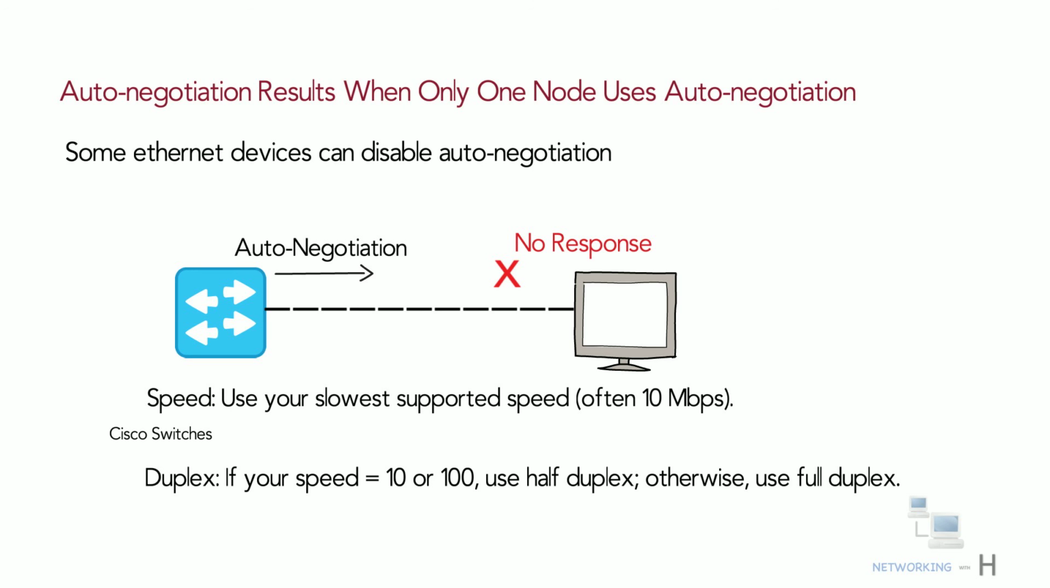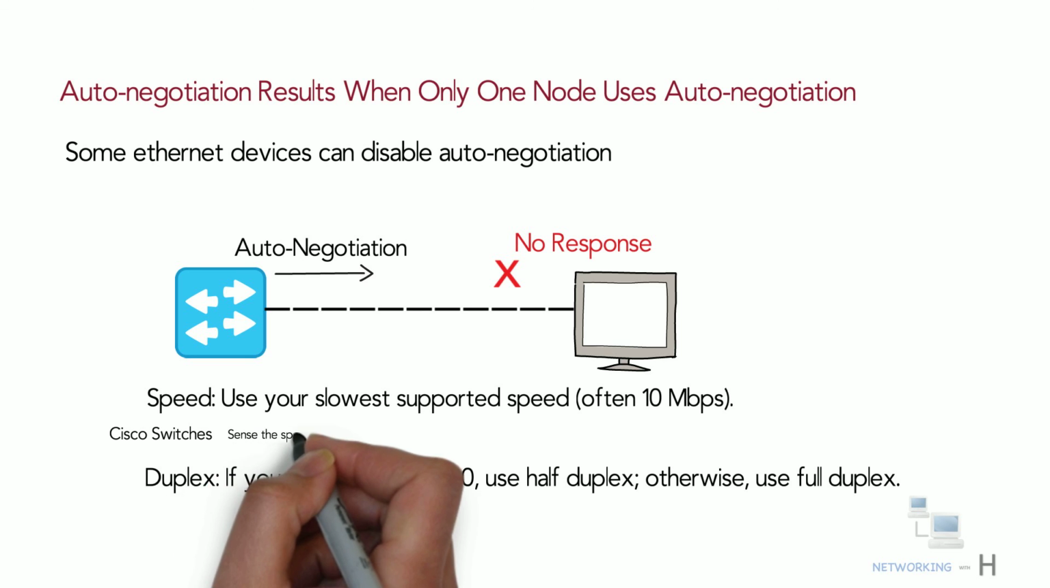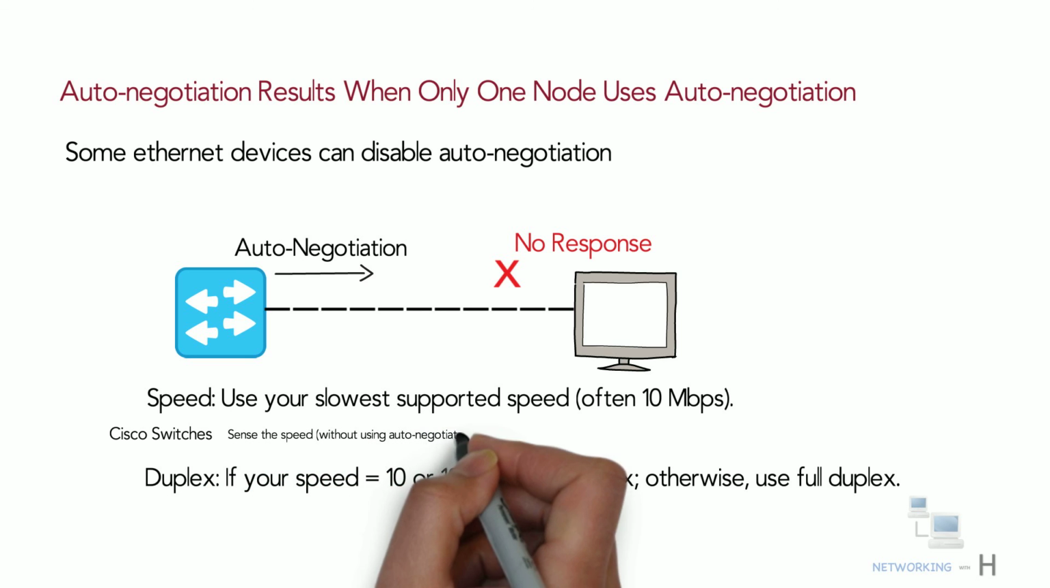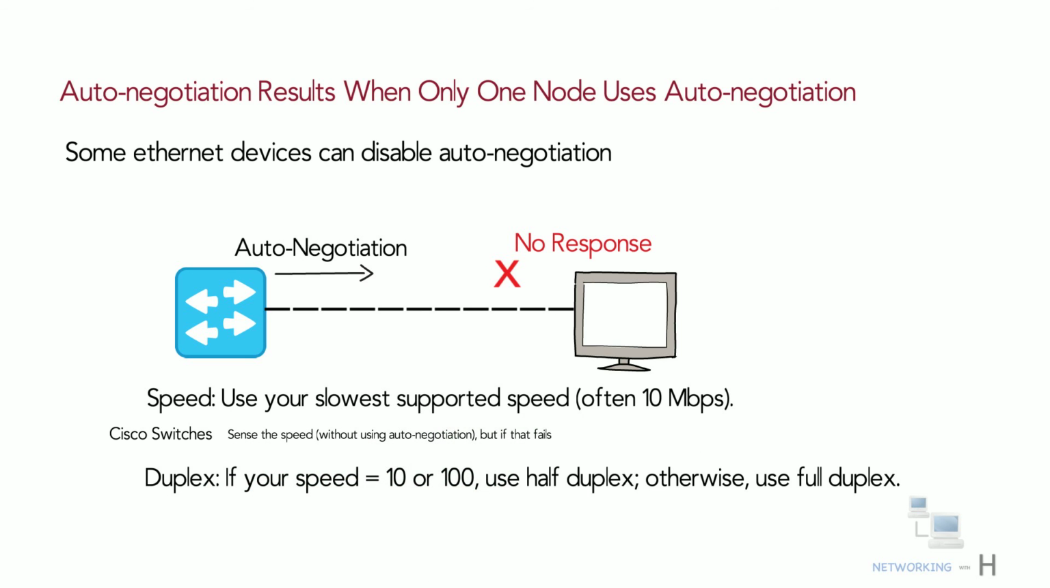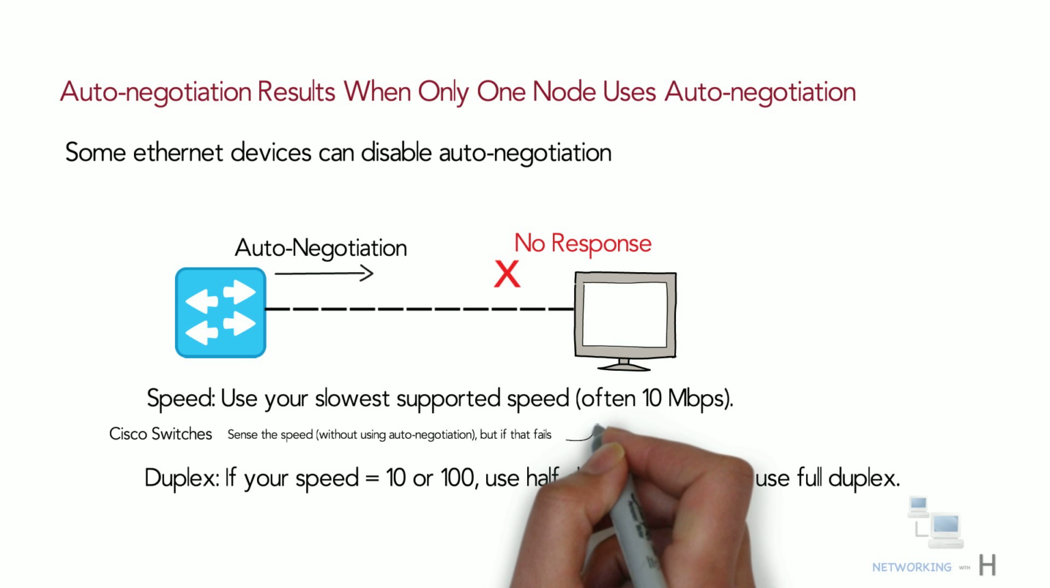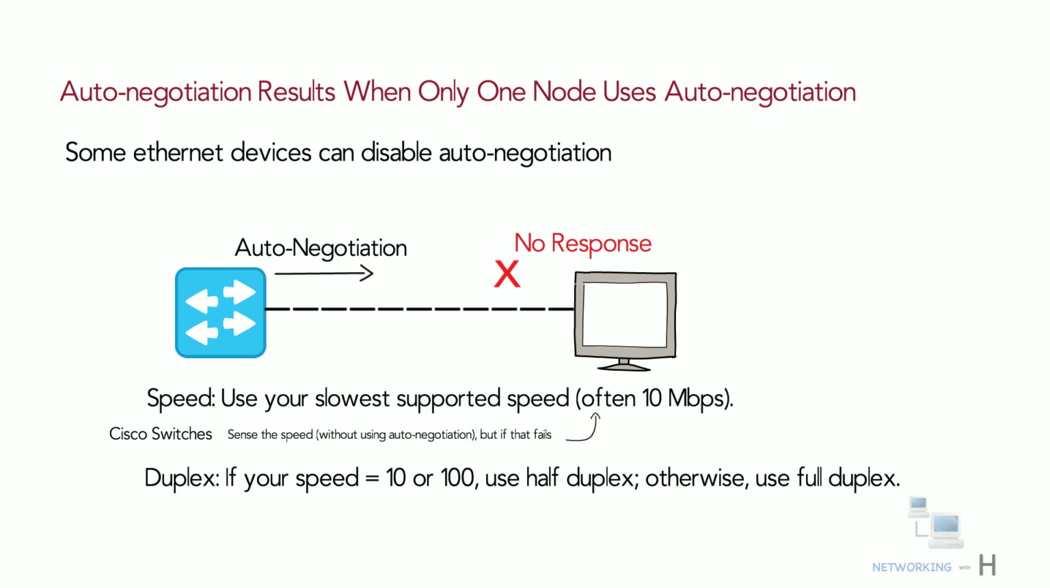As a result, Cisco switches use this slightly different logic to choose the speed when auto negotiation fails. Speed: sense the speed without using auto negotiation, but if that fails, use the IEEE default, the slowest supported speed of 10 Mbps. Duplex: use the IEEE default. If speed is equal to 10 or 100, use half duplex. Otherwise, use full duplex.